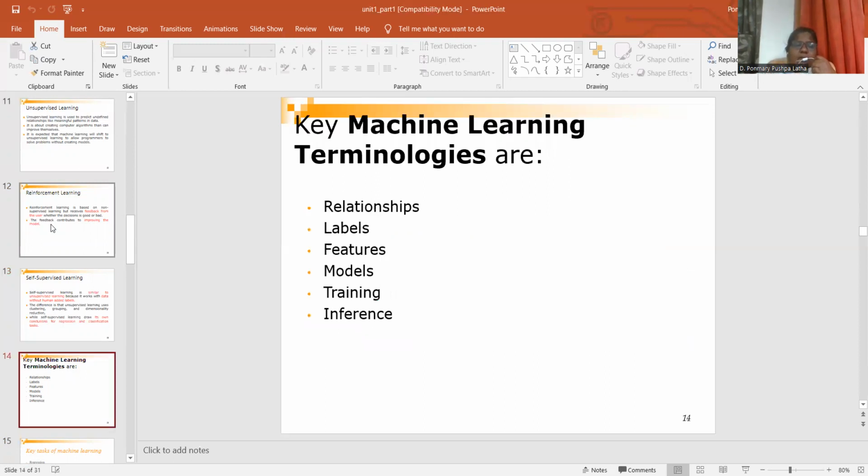There are key machine learning tasks. Relationship, that is, the relationship between the attributes and the label. Sometimes it is very important to predict salaries, or sometimes to predict the free time of the faculty. Like that, what are the labels we are going to use, and the features.